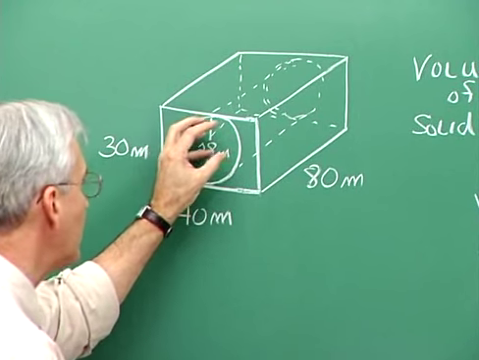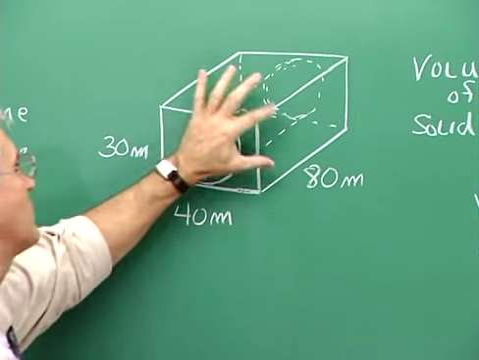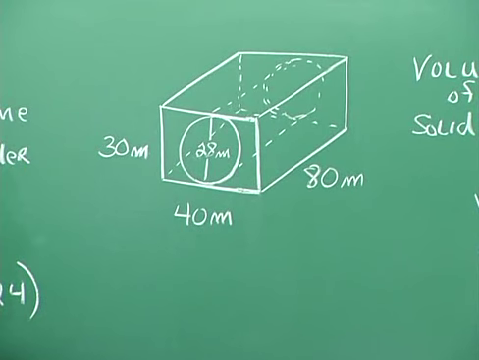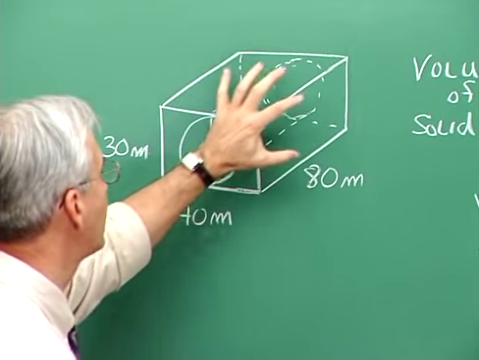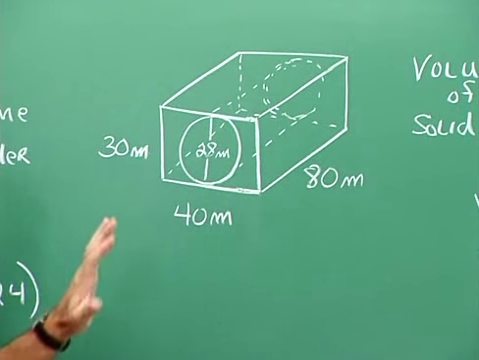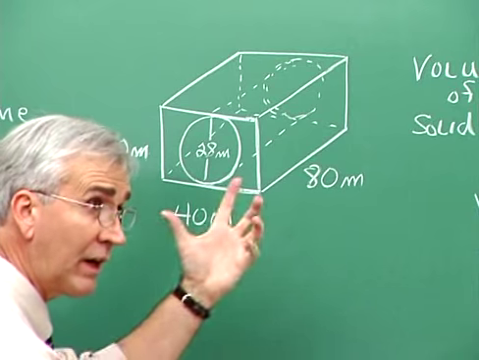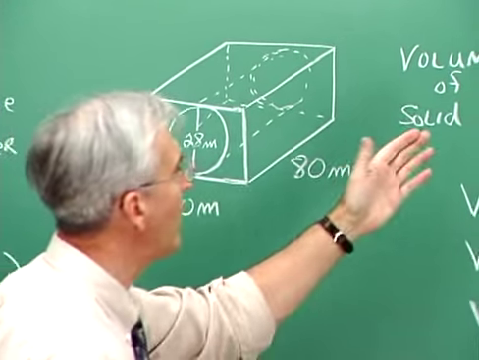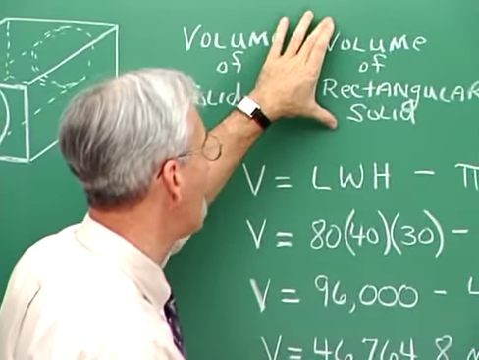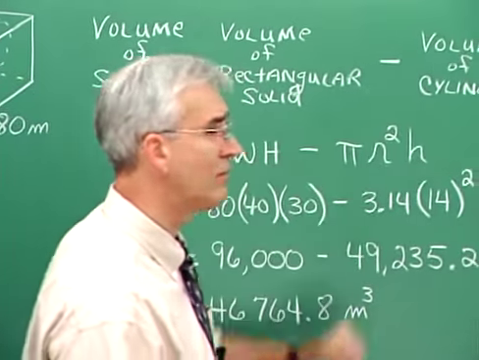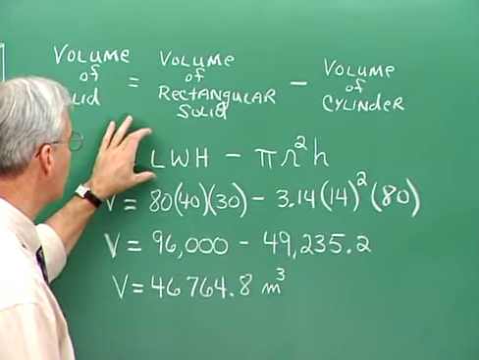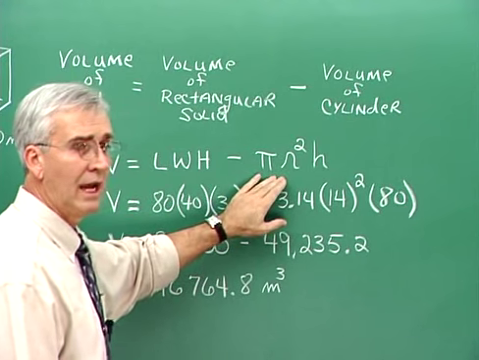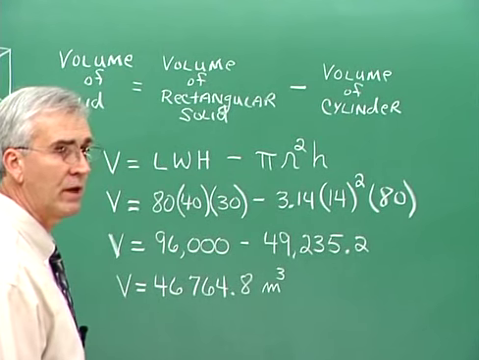So the cylindrical piece is not in there. It's just this outer piece that we're really finding the volume of. So the technique for finding the volume of the solid is to find the volume of the rectangular solid altogether and then take out or subtract the volume of the cylinder. So that's the idea, and we write that down. The volume of the solid is the volume of the rectangular solid minus the volume of the cylinder. And the volume of the rectangular solid is LWH, and the volume of the cylinder is pi r squared h. And then we go and get this information from the nature of the problem.